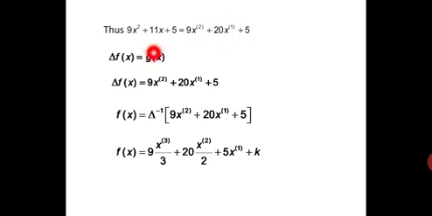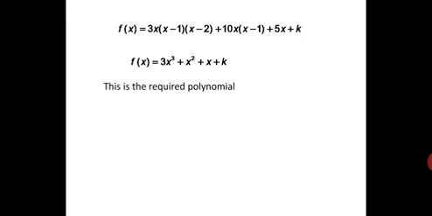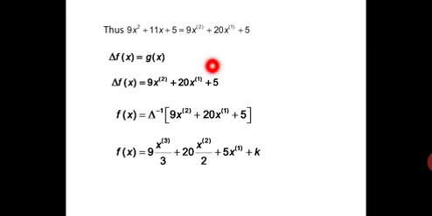Right? This is my g of x. I know that. This is my g of x, this one, and this is my delta of f of x. You have written that: delta of f of x is nothing but g of x. So that is delta of f of x, this one. So g of x, therefore I can say that it is 9x factor 2 plus 20x factor 1 plus 5.